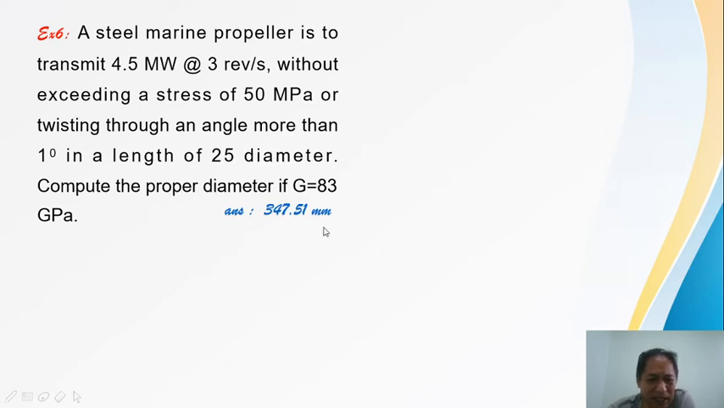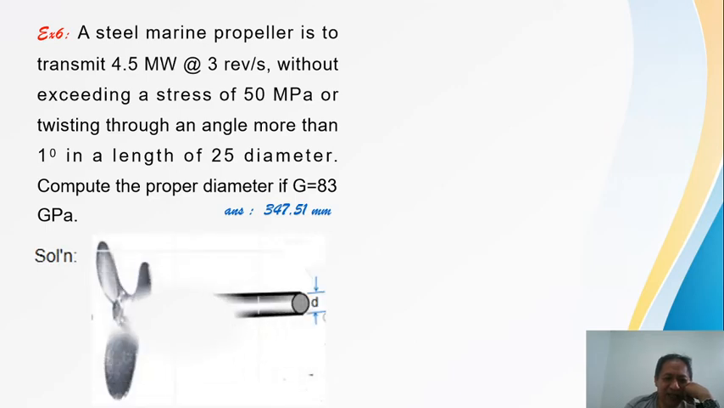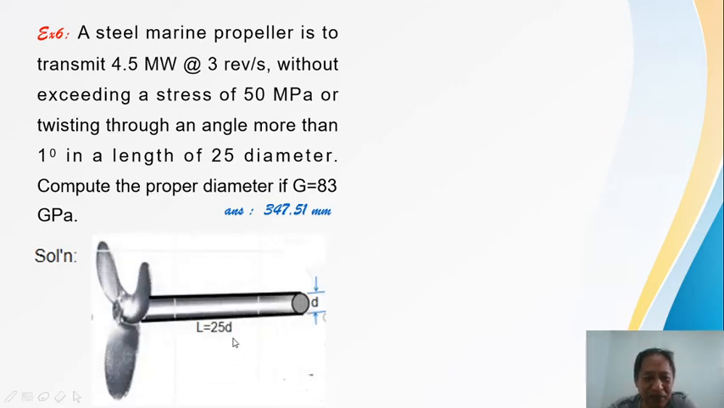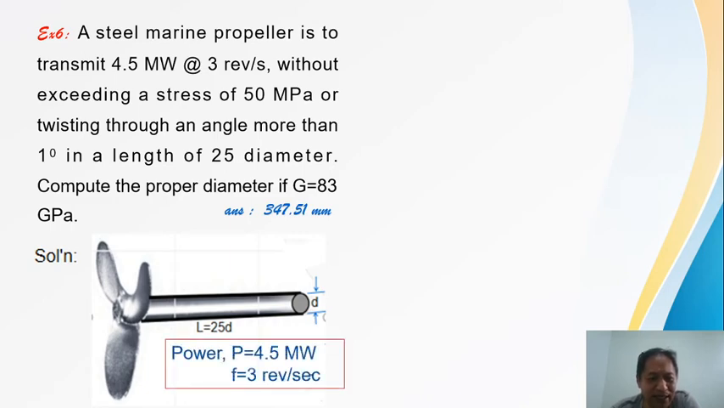We are provided with the answer. Ours is to verify. Okay? So, marine propeller. Okay? We make a figure of the propeller. The length is 25D. The diameter is D. It is transmitting power. What is the power? 4.5 megawatts. Okay, there is a frequency of 3 revolutions per second.